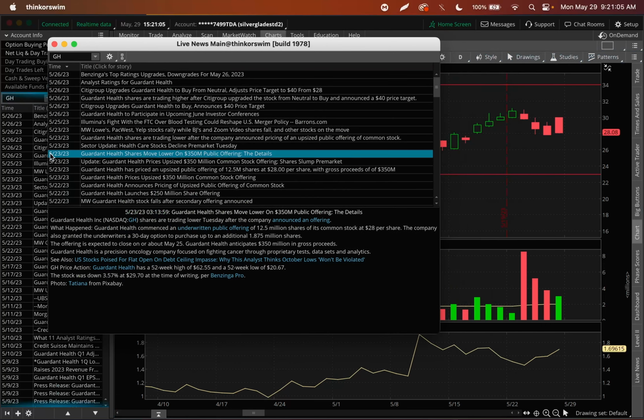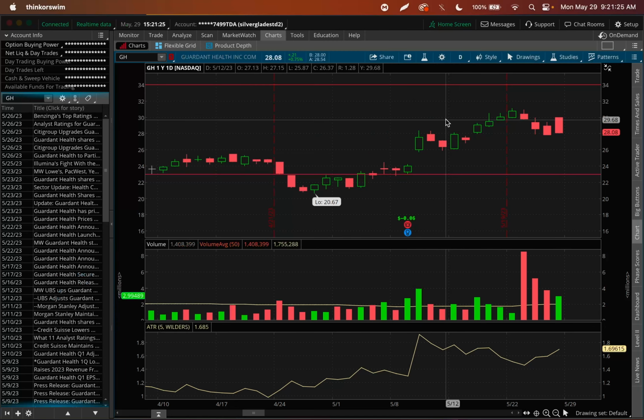So on 5/23, the day of this big sell-off and that huge volume spike, Guardant Health shares moved lower on a $350 million public offering. A public offering is when a company raises money. We're not going to dive too deep into that, but you can see that they raised money, and that's why the stock fell off. The shareholders got diluted, and there was a ton of activity. So as I said, volume quantifies interest. On this day, there was a lot more interest in the stock than normal.